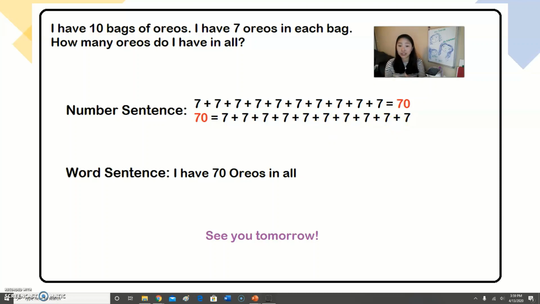Your word sentence is very simple. I forgot a period at the end because with a sentence you always need a period. I have 70 Oreos in all.